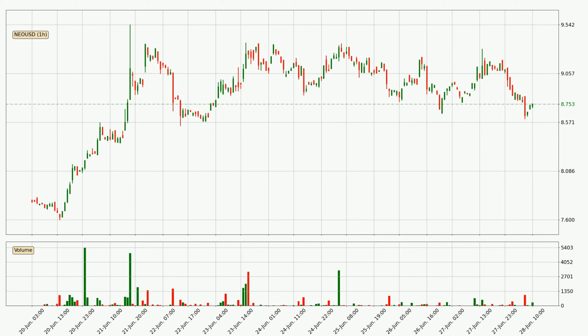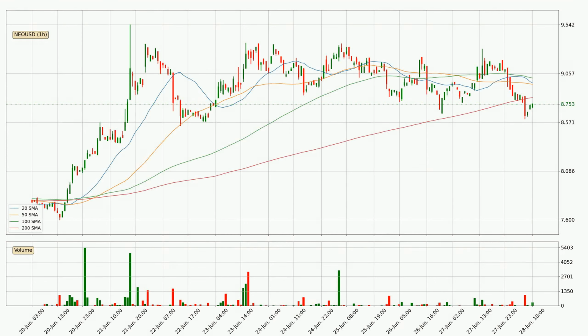description. Looking at the NEO hourly time frame, the price moved down around 2.3% in the last 24 hours, with a current price of 8.75. And the move wasn't very strong as the volume wasn't very high. Jumping to the hourly simple moving averages, the price has crossed the 200 SMA downwards decisively with higher than average volume, which is a strong signal.